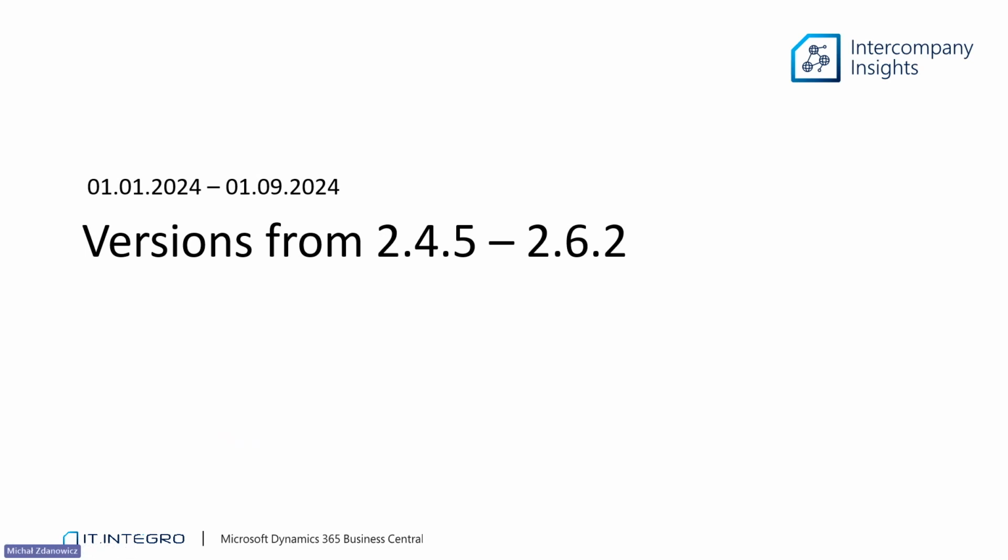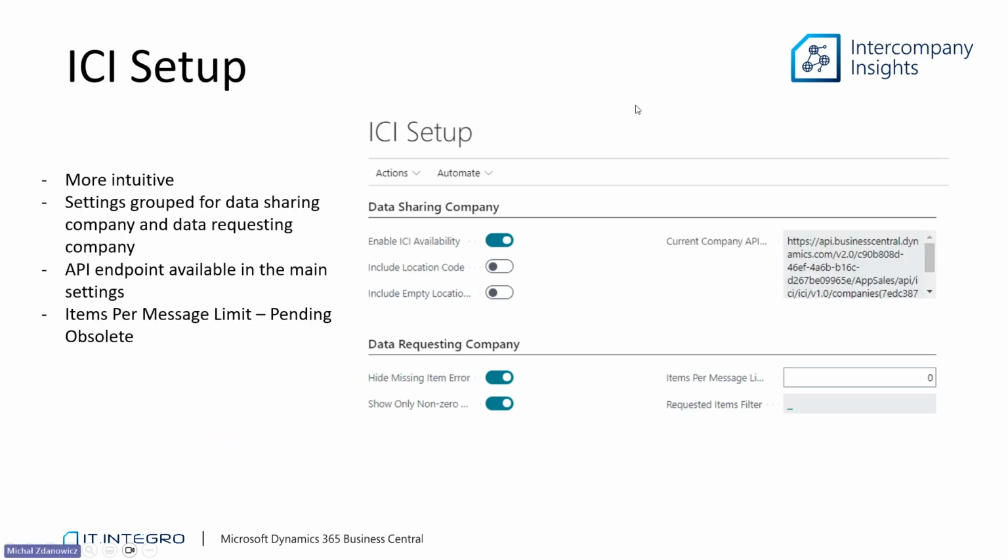Okay, so we'll talk about the changes from January 1st, 2024 till September 1st, 2024. Versions from 2.4.5 till 2.6.2, which is the current version of the application. We'll start with the adjustment changes in the user interface. We want all of our apps to be easy to configure and very intuitive to use.